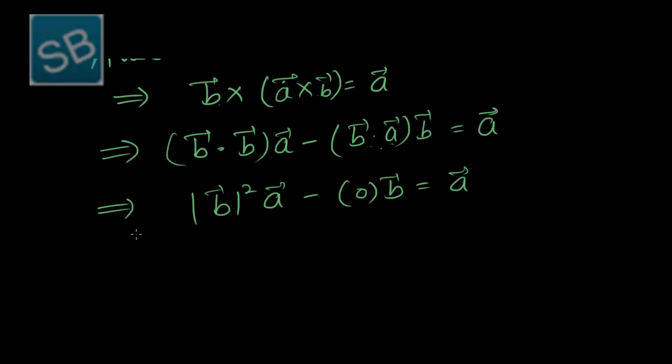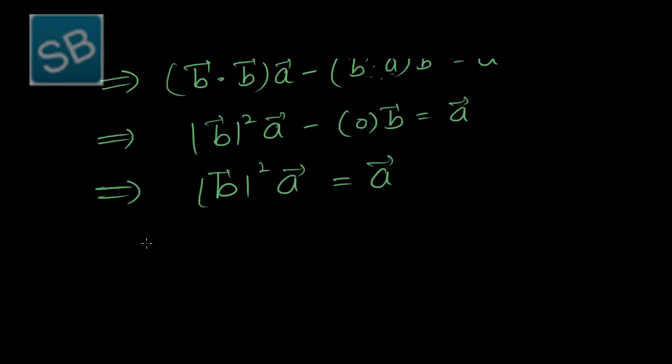So we get modulus B square into vector A is equal to vector A. So we get modulus B square vector A minus vector A is equal to 0. So we get vector A as common and in the bracket modulus B square minus 1 is equal to 0.